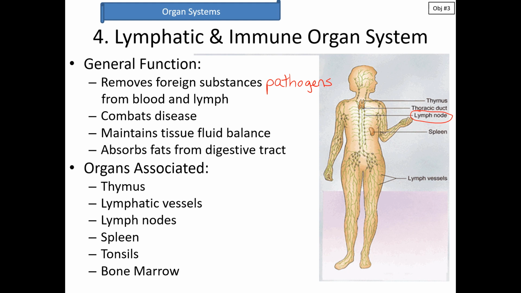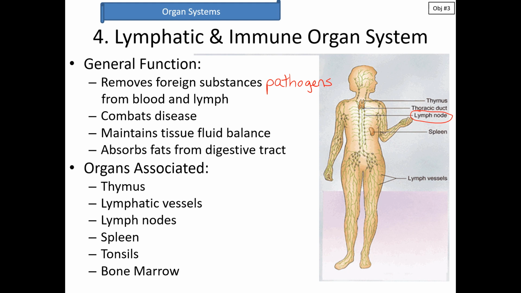Maintains tissue fluid balance. So your tissues end up getting fluid in them, especially like if you've been standing all day or something like that, your ankles swell. What's causing all that? Well, some of it is fluid that's building up in the tissues. So your lymphatic system pulls the fluid out of the tissues and then sends it back to the circulatory system, which is where it's supposed to be.